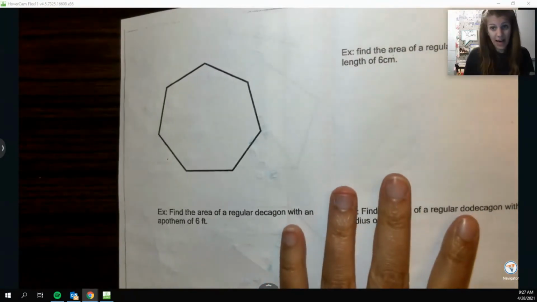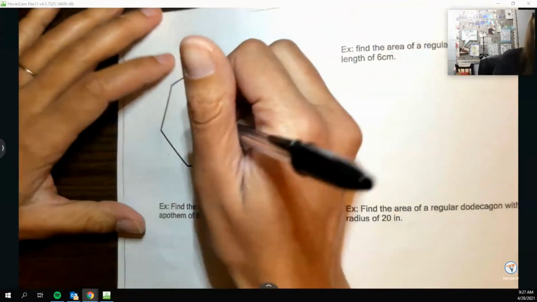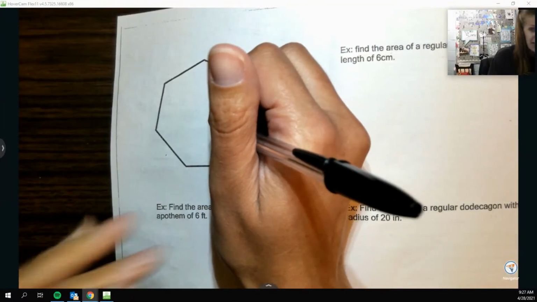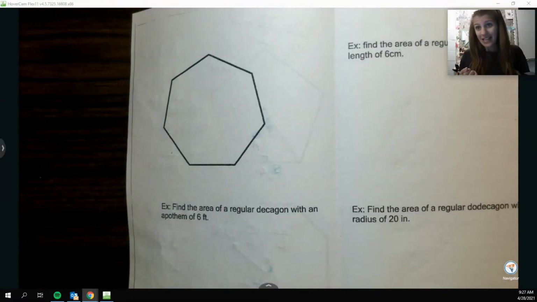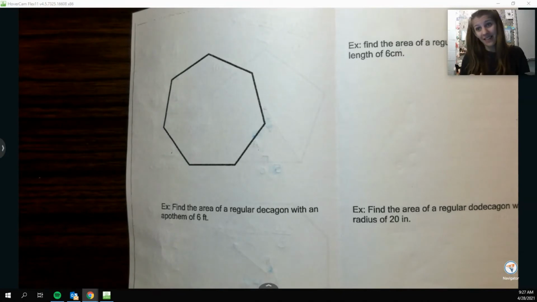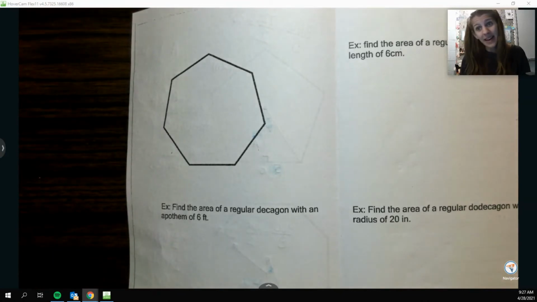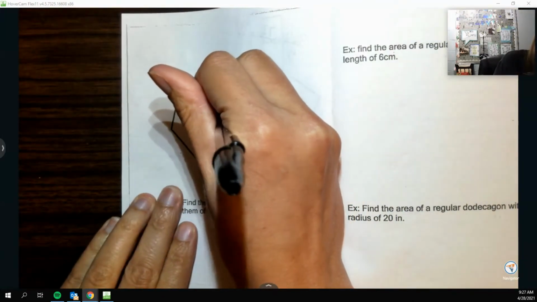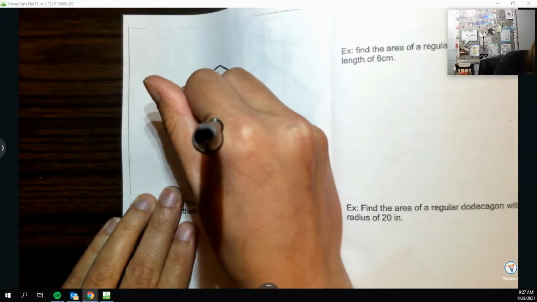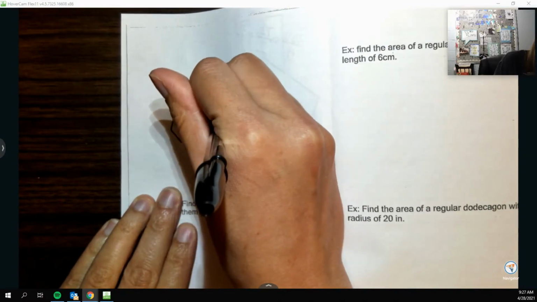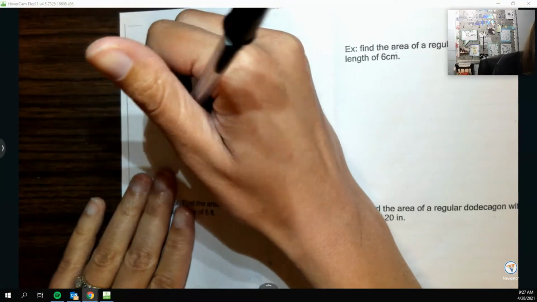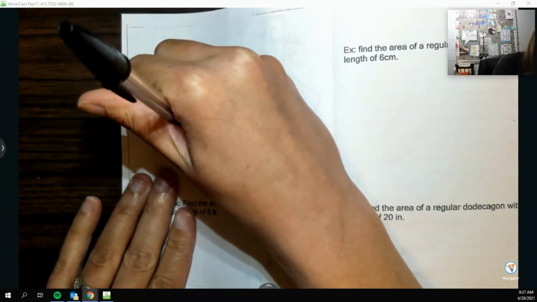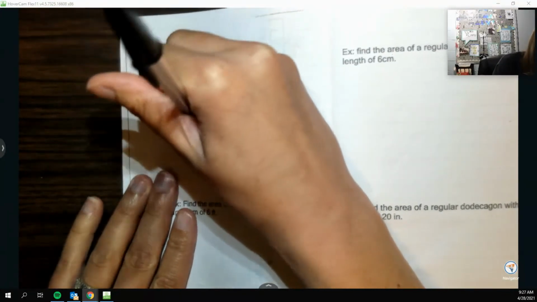What could also happen is that they don't give you either. So first one I gave you the side, second one I gave you the apothem, but what could also happen is that they give you the radius, which literally helps no one. So let's say that the radius was, I don't know, 16 units long.